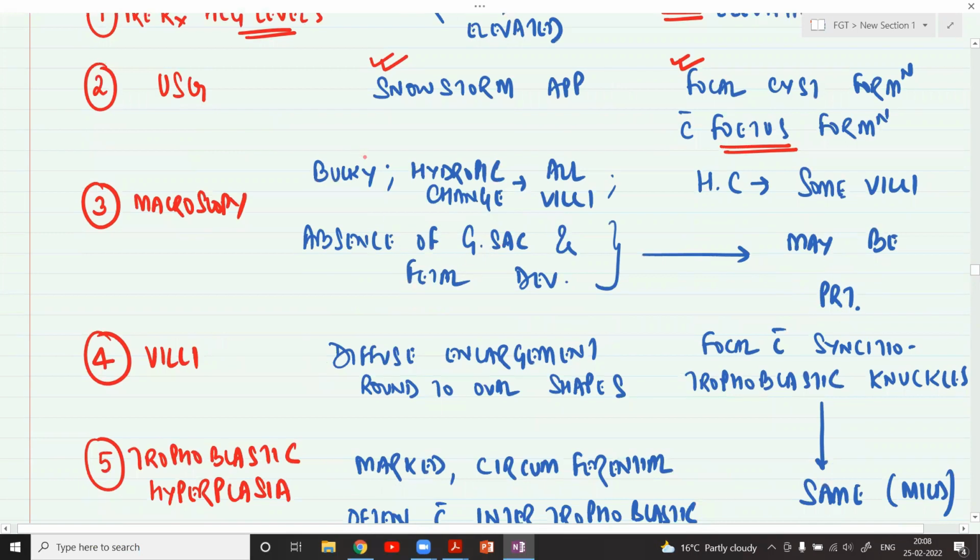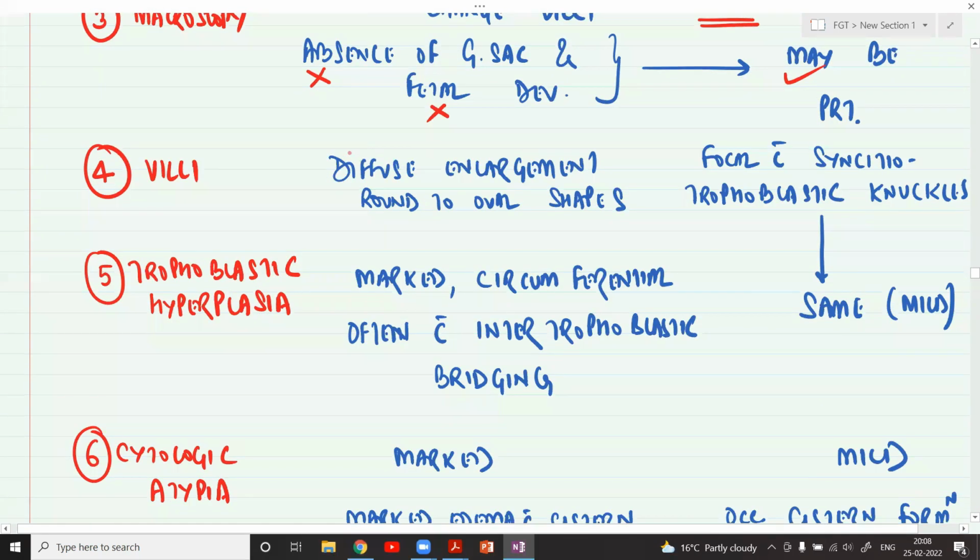In the gross examination, as I told you, complete mole is bulky and all the villi are involved by hydropic change. There is no gestational sac and no fetal development, both of which might be present in partial mole, where hydropic change involves just a few villi, not all. In microscopic examination, the villi in complete mole show diffuse enlargement with round to oval shape. Whereas in partial mole there is focal involvement with syncytial trophoblastic knuckle formation, as we have seen. The trophoblastic hyperplasia is marked in complete mole and often circumferential, and there is intertrophoblastic bridging that I have shown you.